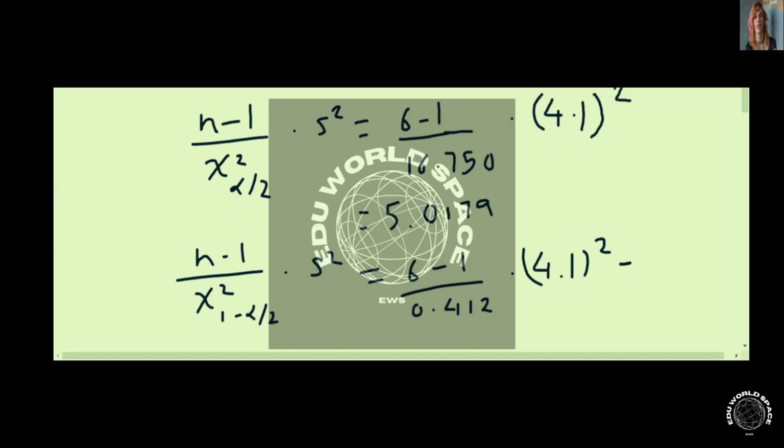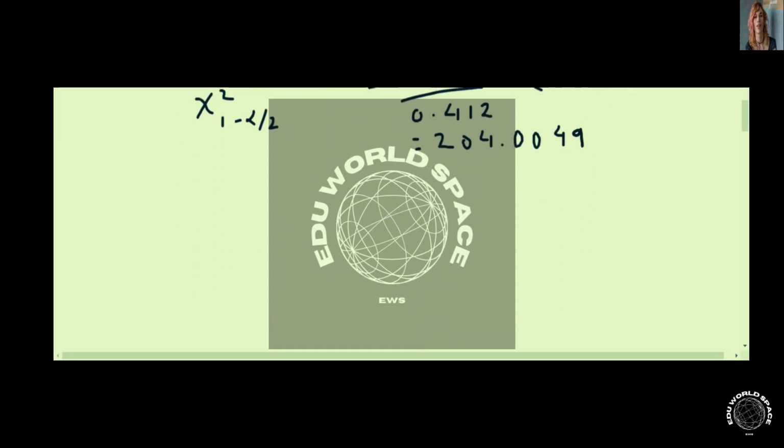If you simplify this, you'll get the value 204.0049. Now we've gotten the values for our confidence interval boundaries for the variance.